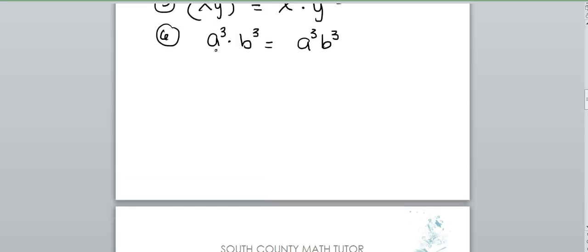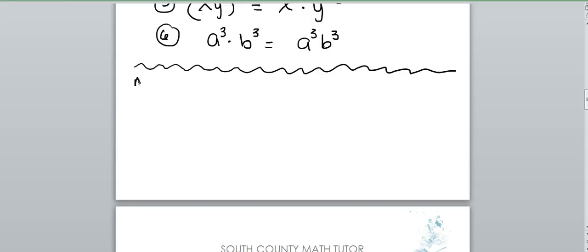Okay. Now, what if we have numbers and letters together? How does that work? So let's look at more examples. Let's call this medium. Okay, so medium examples, not too easy, but not too difficult. Medium example number 1: 2x squared times 5x cubed.